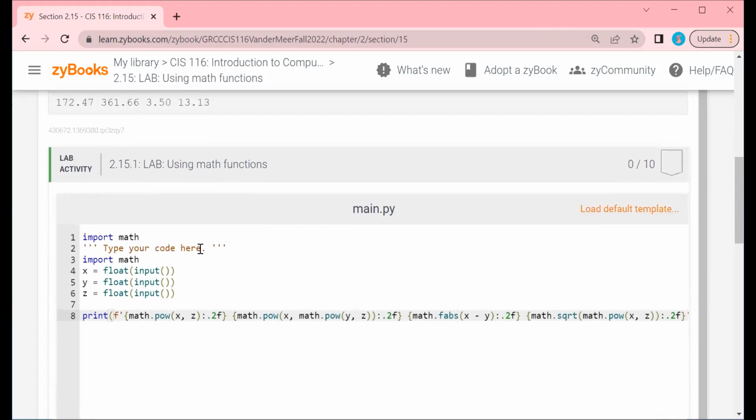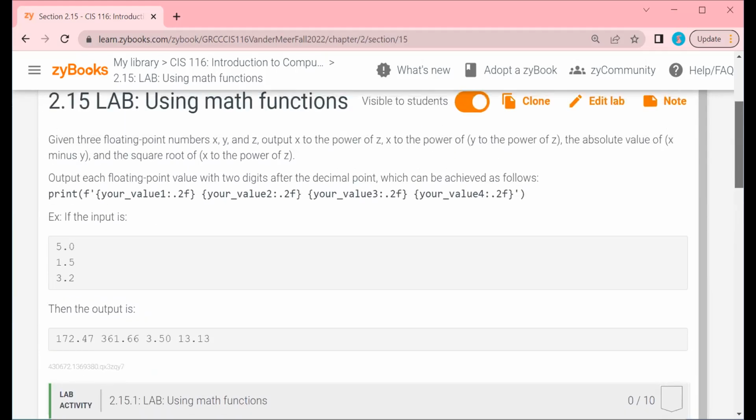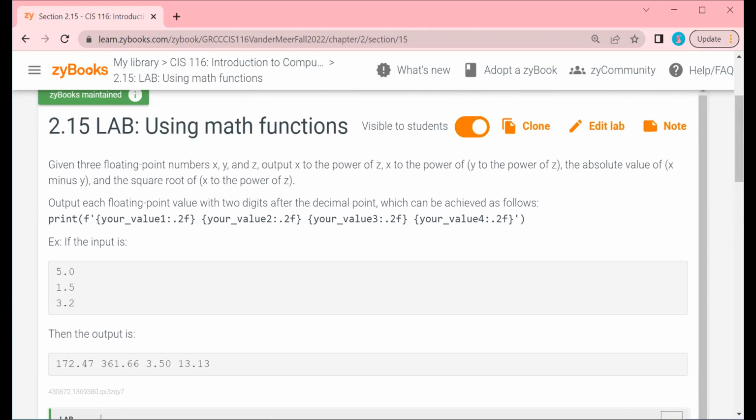All right. If we are given 3 floating point numbers, X, Y, and Z, we're going to output X to the power of Z. We're going to do an output for X to the power of Y to the power of Z, and then the absolute value of X minus Y and the square root of X to the power of Z. So we're calculating 4 things.